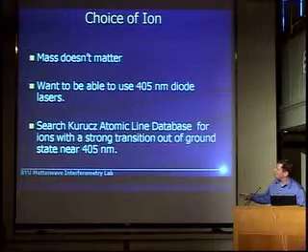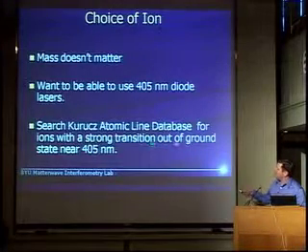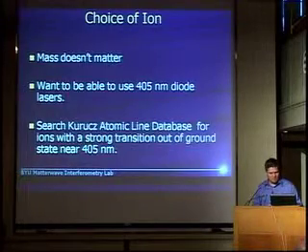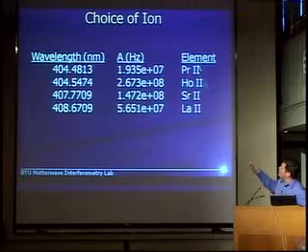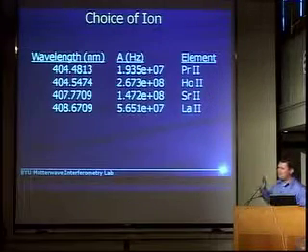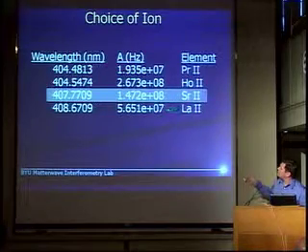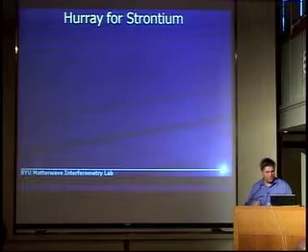And so what we did is we searched the Kurucz atomic line database for ions that had a strong transition out of the ground state near 4 or 5 nanometers. And this is the list you get. And what you see are 3 elements that maybe you might not want to try to laser cool. It might be a little bit of unknown territory. And then there's strontium.